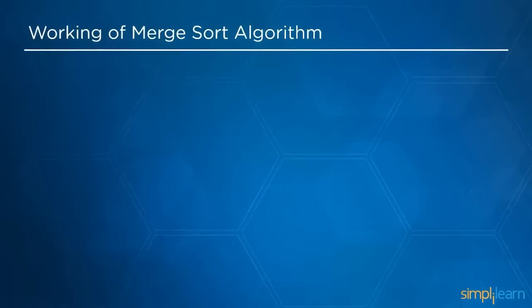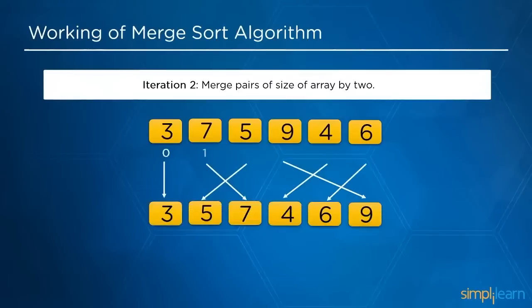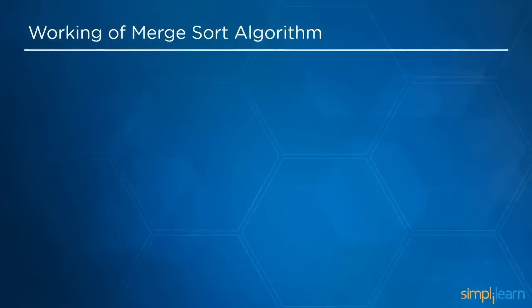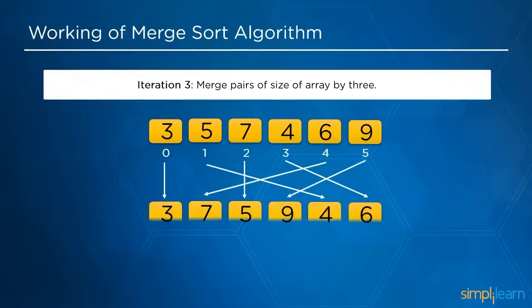We will merge the pairs of array size 2 in the next iteration with the bottom-up method. As a result, the elements 3, 7 and 5 will become 3, 5 and 7, and in the same way 9, 4 and 6 will become 4, 6 and 9. In the last iteration, we merge pairs of array size 3 so that after sorting, 3, 5, 7, 4, 6 and 9 becomes 3, 4, 5, 6, 7 and 9 as the sorted array.